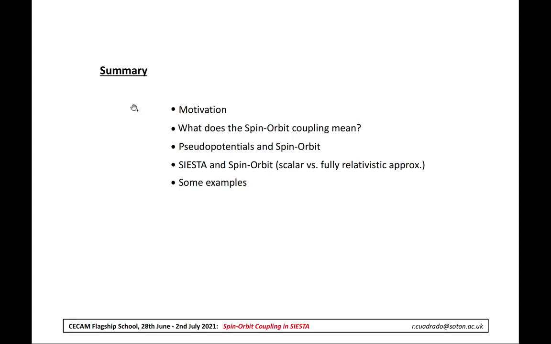Firstly, I will give you a brief motivation about why the use of the spin orbit is important in your DFT calculations. I will define what it means and how it is possible to include the spin orbit in SIESTA by means of the pseudopotential approximation. I will also summarize what scalar relativistic means compared to a fully relativistic calculation. And finally, I will show you one example of what we can obtain with it.